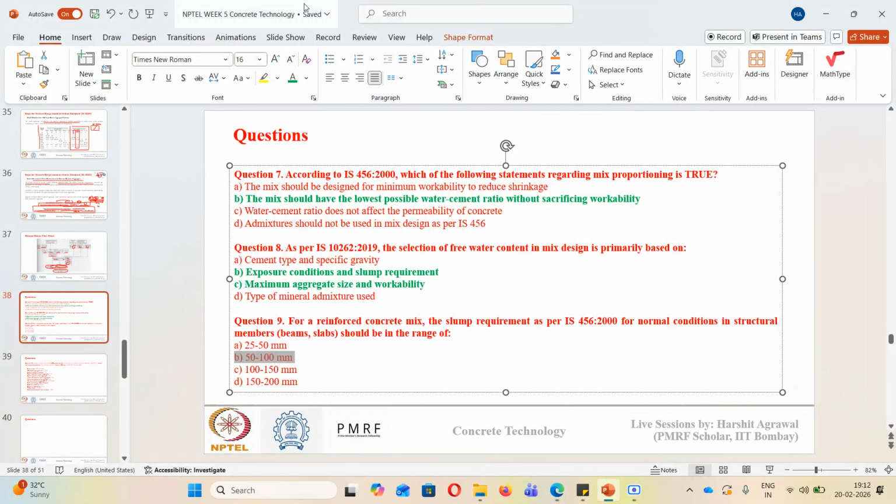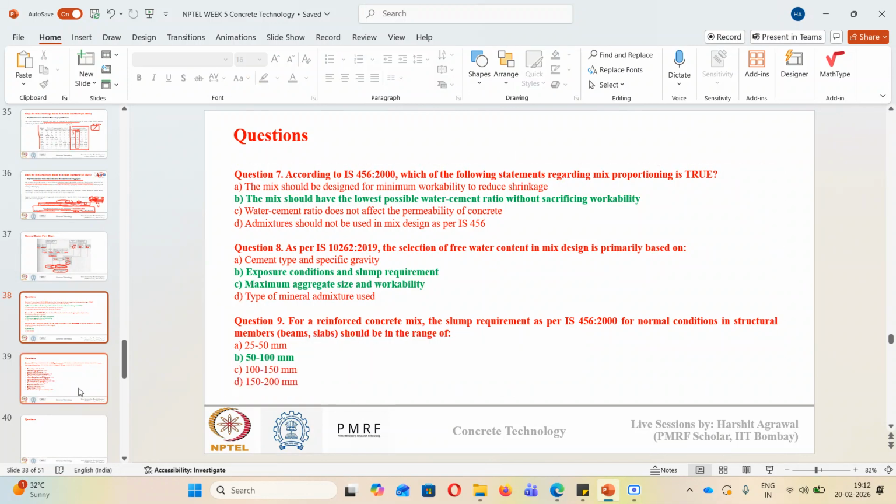Yes, the correct answer is 50 to 100 mm. For reinforced concrete elements like beams and slabs, a moderate workability range of 50 to 100 mm is suitable. Lower slump values like 20 to 50 mm are used for mass concreting like foundations, while higher slump, like 100 to 150 mm and more, is used when we want more flowability in our mix, like in heavily reinforced sections or when we need to pump concrete. In such cases we go for a higher initial slump value.